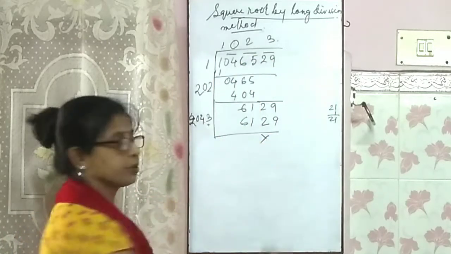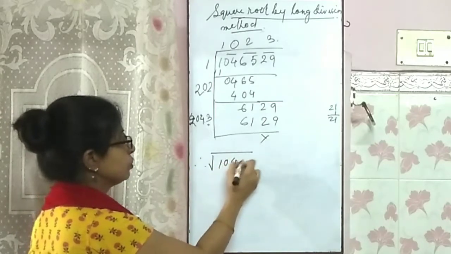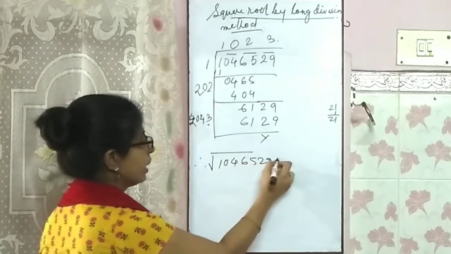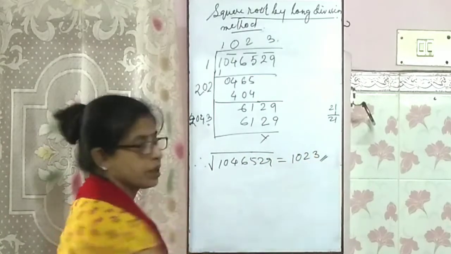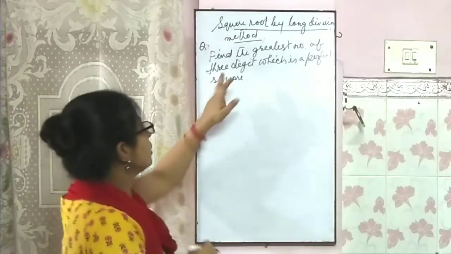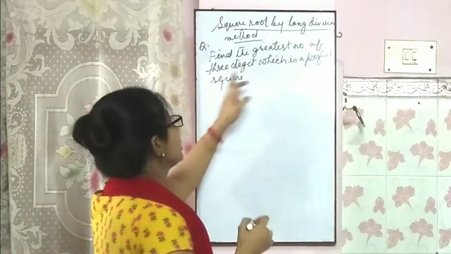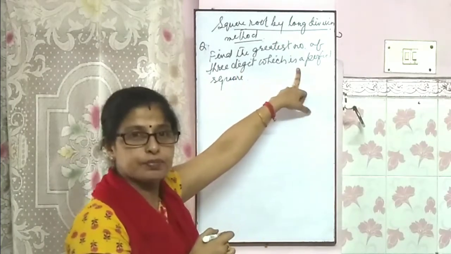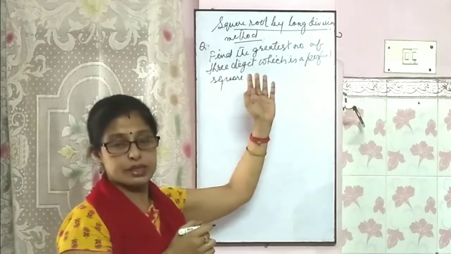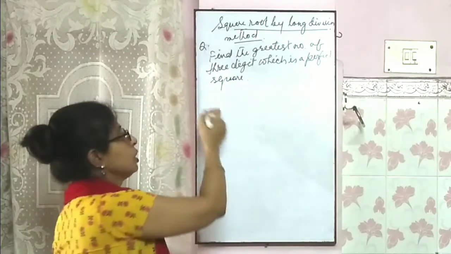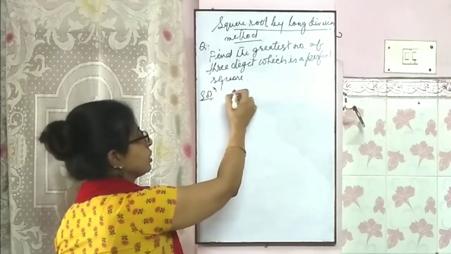So it's all over. Therefore, the square root of 1046529 is equal to 1023. Clear? Here I am taking one example. Find the greatest number of 3 digits which is a perfect square. As we don't know which would be the greatest number that would be a perfect square, so at least we know the greatest number of 3 digits that you take.